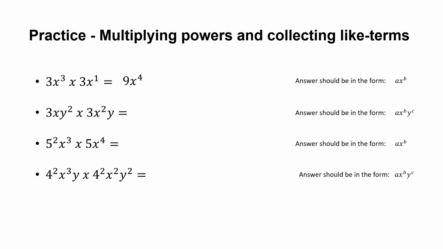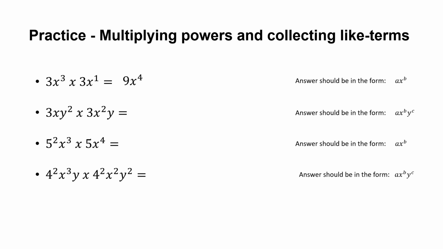On to the second question. This time we have 3 different types of terms. So we have a number term, we have an x term, we have a y term. So again, we'll just have number terms on the left. So we'll have 3 times 3. Then in the middle we'll have our x terms. So this is x and x squared. And then on the right hand side we'll have our y terms, which is y squared and y.